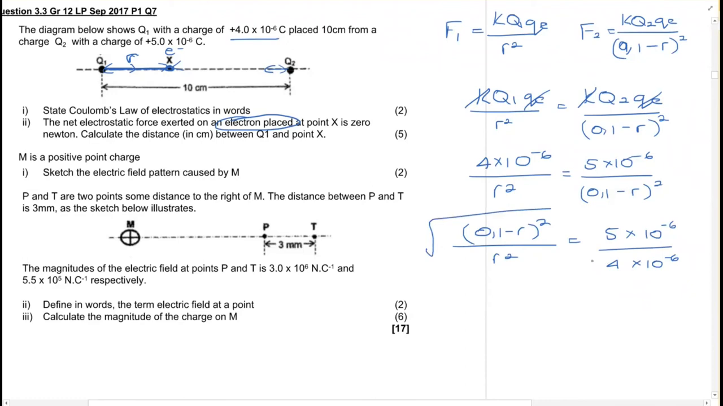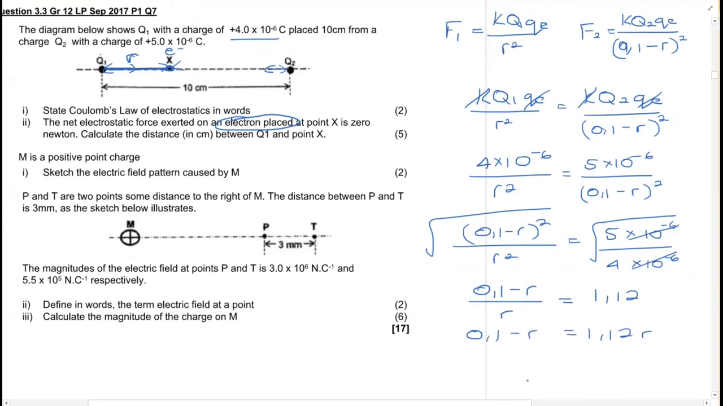So if I square root both of these, then my squares go away. I don't want to times that into the brackets, I want them to go away. Just also check these times 10 to the minus 6s, those cancel out as well. So your numbers are very quickly becoming nice and small. So if I square root both of these, I get 0.1 minus R over R is equal to 1.12. So I can times that R away, and I get 0.1 minus R is equal to 1.12 R.